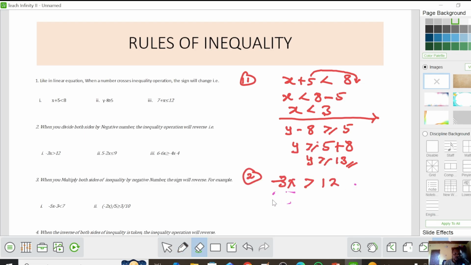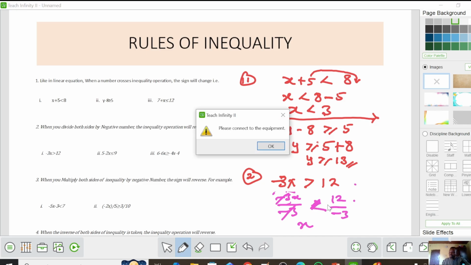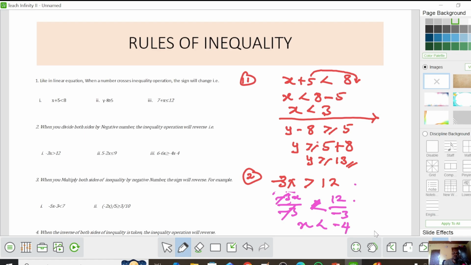So if we are finding the value of x here, we have to divide by a negative number, that's minus 3. Minus 3x divided by minus 3 is greater than 12 divided by minus 3. So we cancel this one, and I have x. Whenever you divide both sides by a negative number, the sign of inequality will reverse. So this will become minus 4. That is the second rule of inequality.